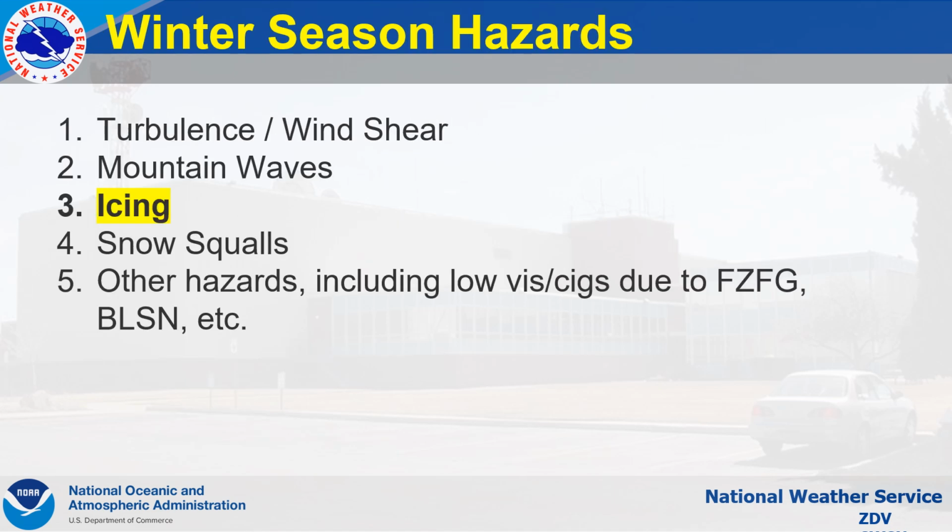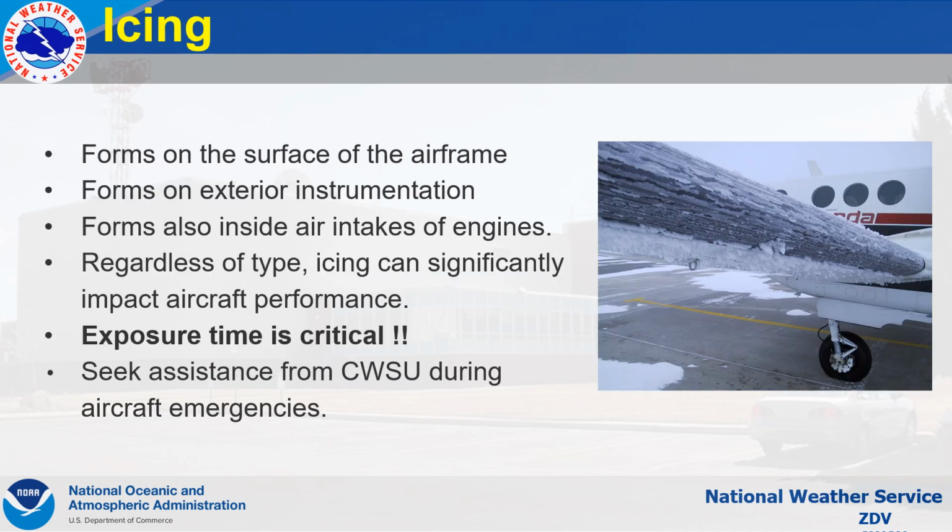Now, moving on from turbulence, we're going to start to talk a little bit more about icing. Icing, again, like turbulence, can occur year-round, but of course is much more common here in the winter seasons. Icing, as we know, can form on the surface of the airframe, on the exterior instrumentation, and also inside the air intakes of the engine.